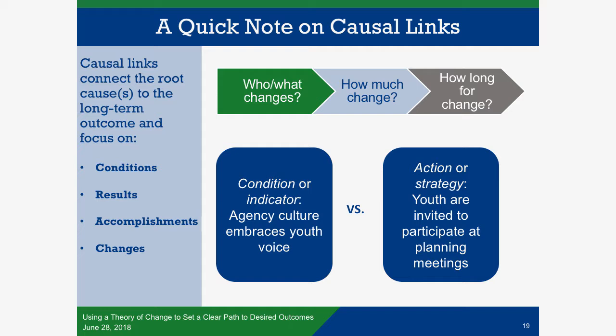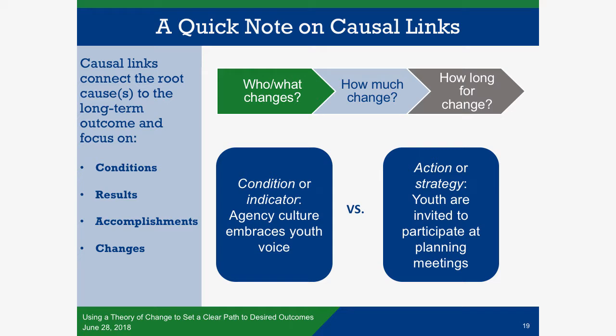Causal links are desired conditions, results, accomplishments, or changes. They are not strategies or actions. You can really think of them as mini outcomes or indicators that tell the story of how success will be recognized at each level in the pathway. Your causal link should tell you things like who or what will change, how much change is needed, and how long it will take to bring about the necessary change.